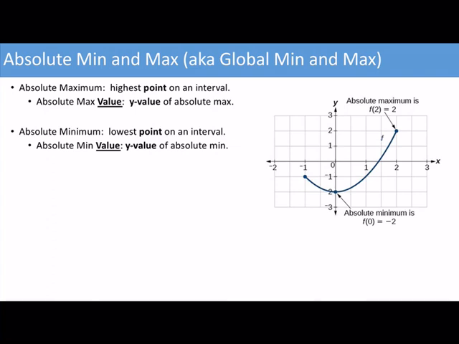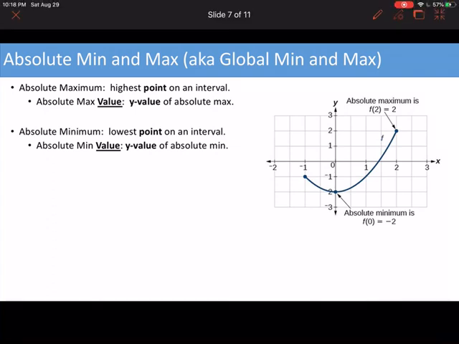Now we have something called an absolute, sometimes called global, min and max. When you get to calculus, depending on the textbook, and even if you look online, they use different terms. So the absolute max is the highest point on the whole interval, on the whole thing. Again, the value of it is the y value, and the absolute minimum is the lowest point of the whole thing. And you can see how it is written here, again, in function notation.